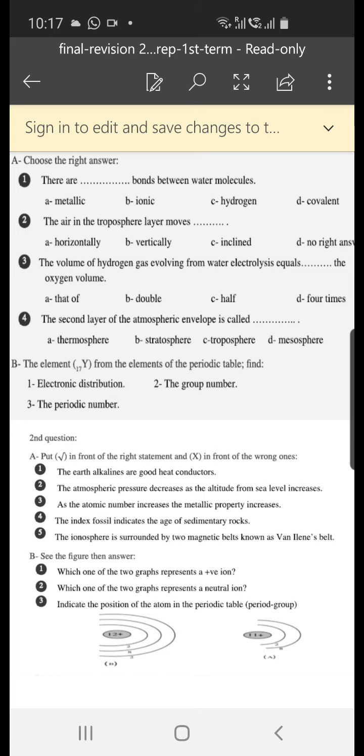Number 3, the volume of hydrogen gas evolving from water electrolysis equals space the volume of oxygen: that of, double, half, 4 times. The answer is double, because water consists of 2 hydrogen atoms and 1 oxygen, H2O. So the hydrogen volume is double the oxygen. Number 4, the second layer of the atmospheric envelope is called, the answer is stratosphere.